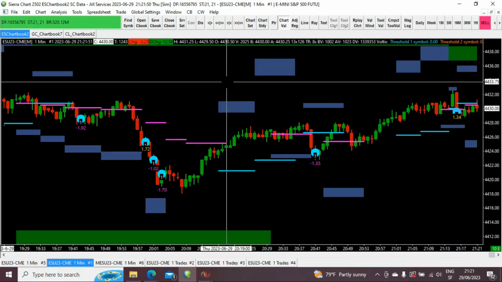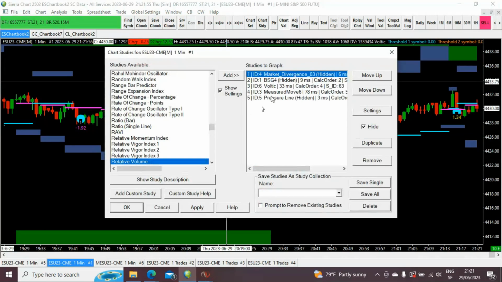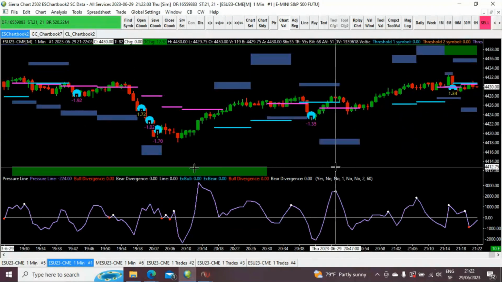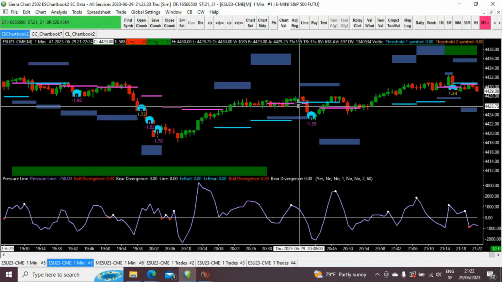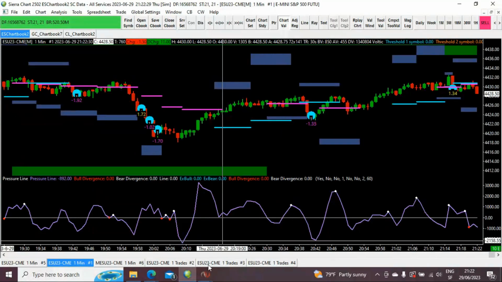Right, next one I'm going to put on here is a thing called the pressure line. So this is it down at the bottom here. Now the pressure line has a particular algorithm to calculate the strength of movement in the market. Now typically it will move in the same direction as the market, but not always. And we are certainly interested in divergences of direction.